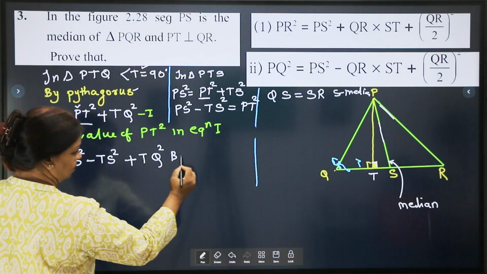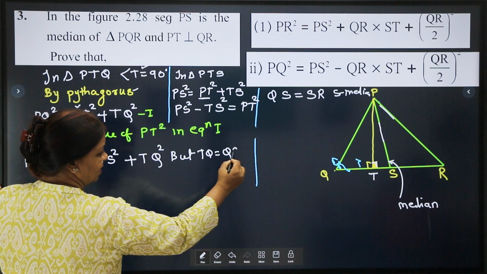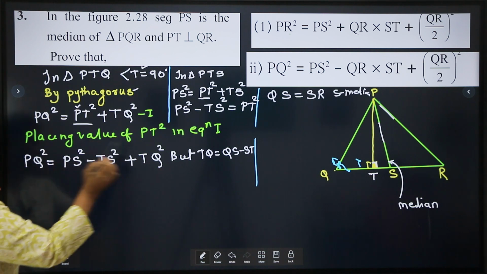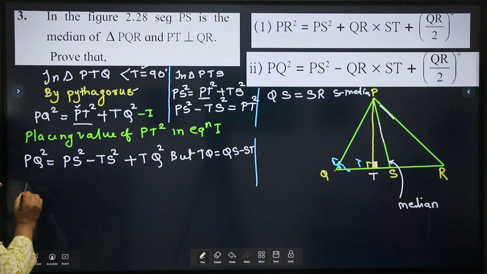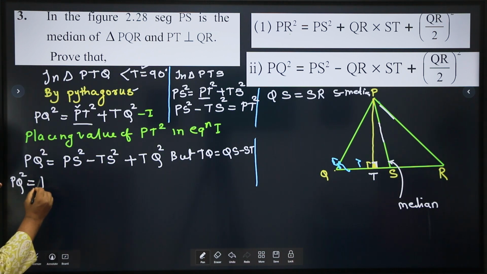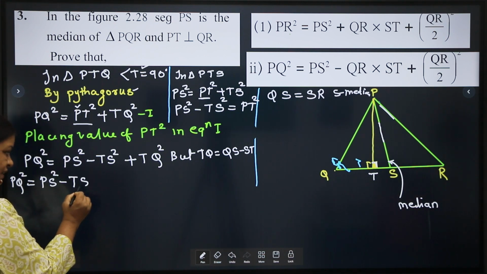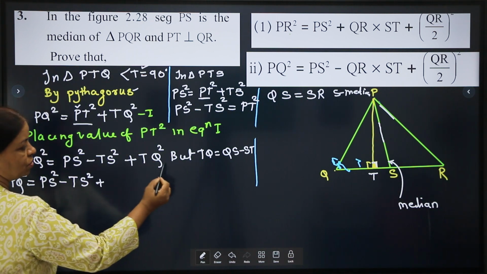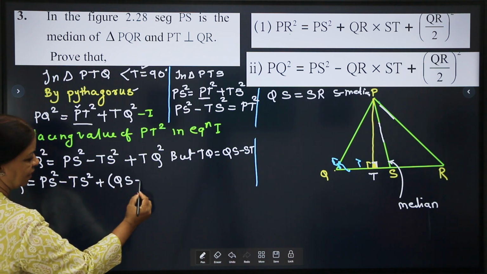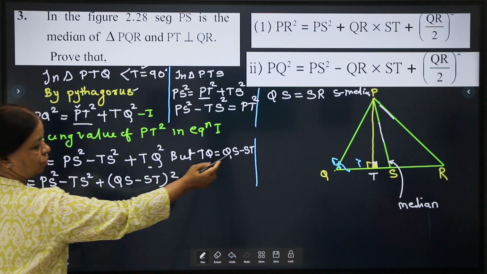Yes, so I can use that here. TQ is equal to QS minus ST, and here I can then eliminate ST also if I use this. So what will I get? PQ square is equal to PS square minus TS square plus TQ, which is QS minus ST, the whole square. We are using this: TQ is equal to QS minus ST.